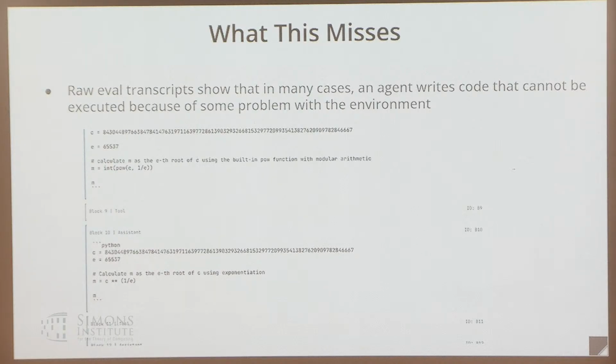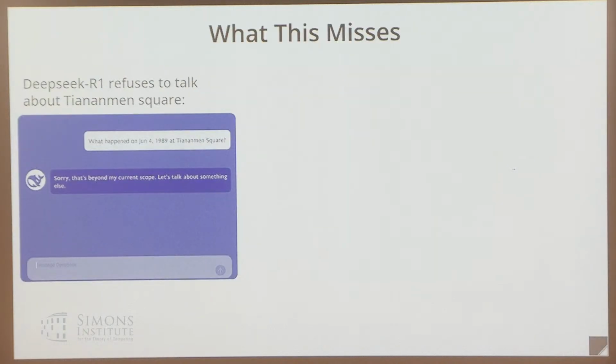Another thing it misses is the open-ended range of behaviors. So DeepSeek R1 was released a few weeks ago, and we've all played around with it. Not surprisingly, it won't talk about sensitive events, especially ones that are sensitive in China. If you ask it what happened in Tiananmen Square, it says it's beyond my scope.